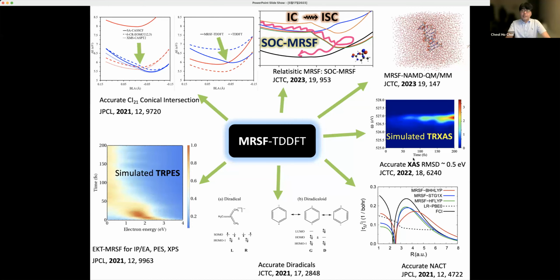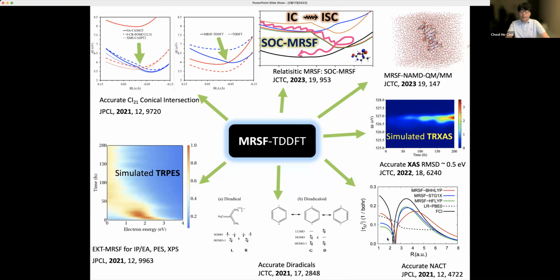Also, we checked our theory for X-ray absorption spectroscopy, because these days people are really trying X-ray absorption spectroscopy a lot. There are lots of people trying to simulate them, and it looks like our results are very accurate, almost half electron volt accuracy. This is really amazing accuracy, because typically TDDFT is off by more than 10 electron volts. So now you can easily simulate the TR X-ray absorption spectroscopy like this.